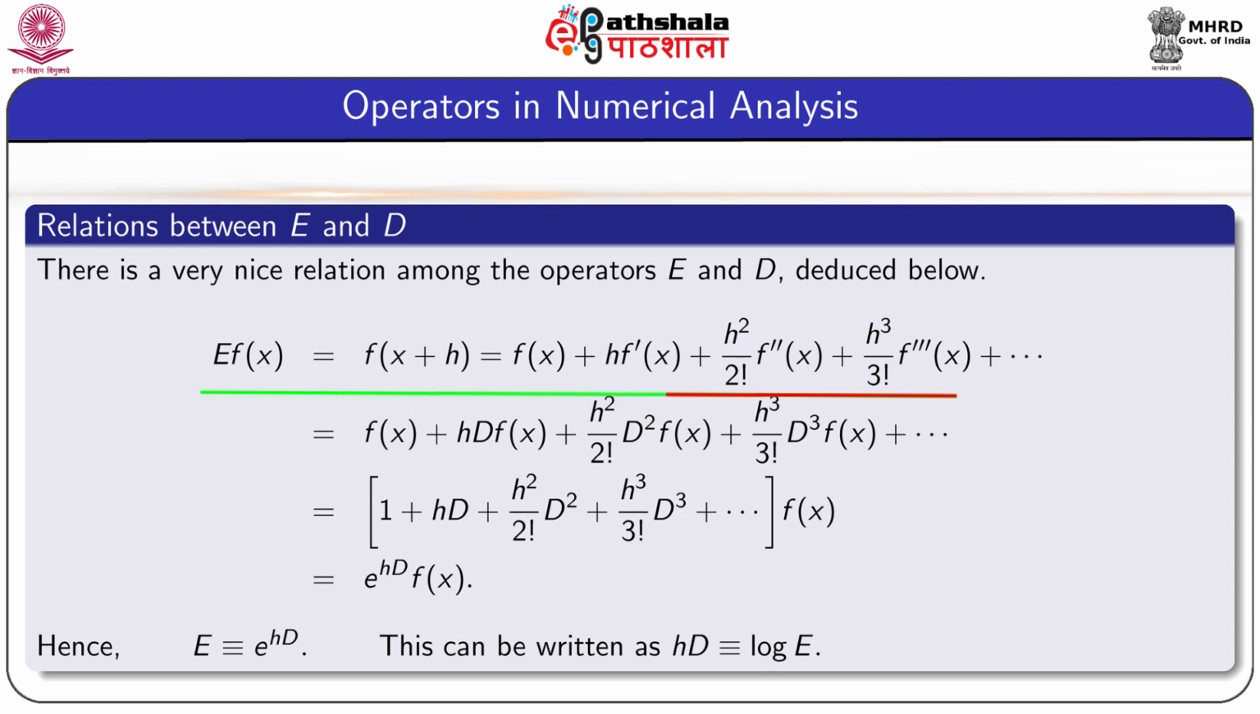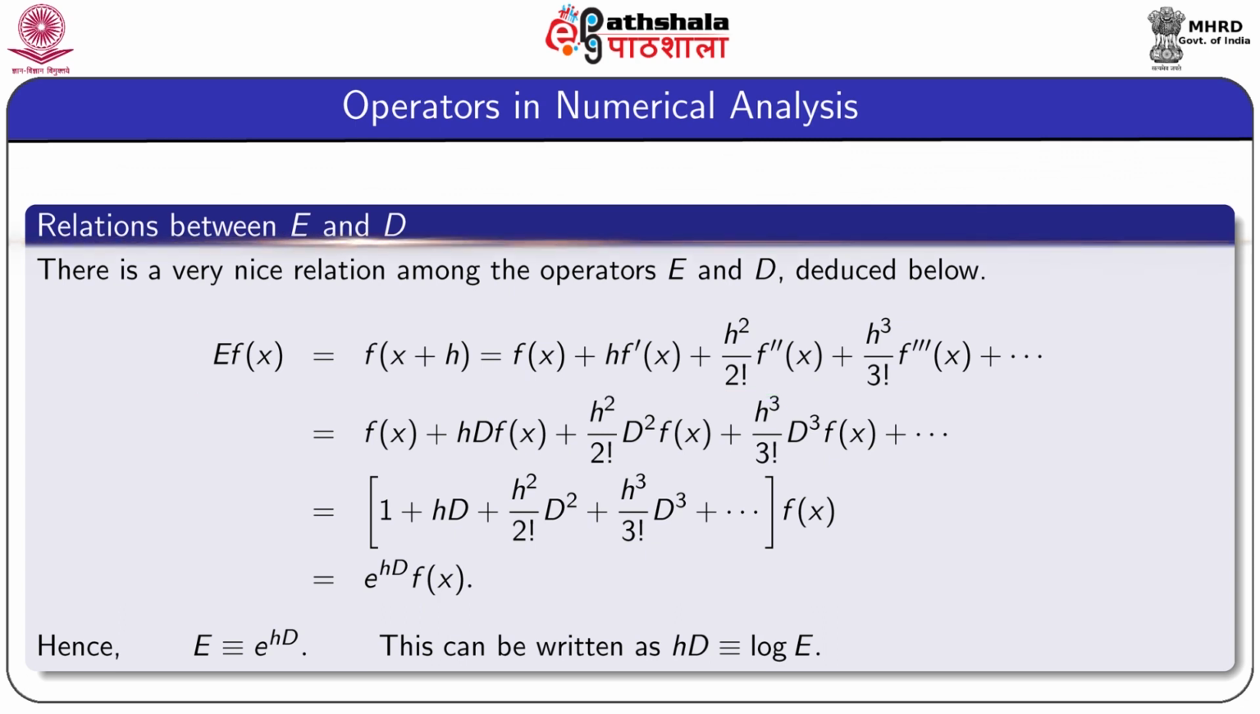So, using the differential operator D, this expression becomes f x plus h D of f x plus h square by factorial 2 D 2 f x plus h cube by factorial 3 D 3 f x, and so on. After taking common f x, we obtain 1 plus h D plus h square by factorial 2 D 2 plus h cube by factorial 3 D 3, and so on, whole into f of x. So, note that the expression within the square bracket represents e to the power h D. That means E is equivalent to e to the power h D.